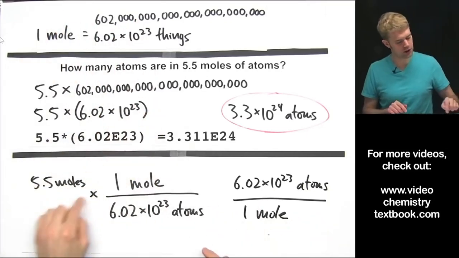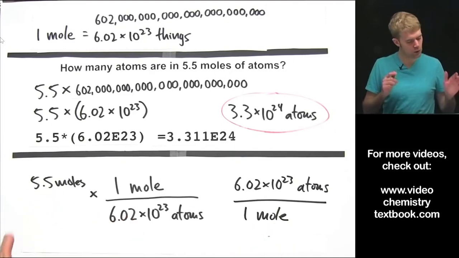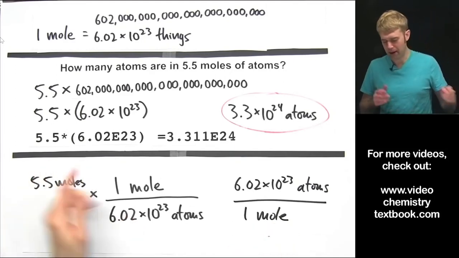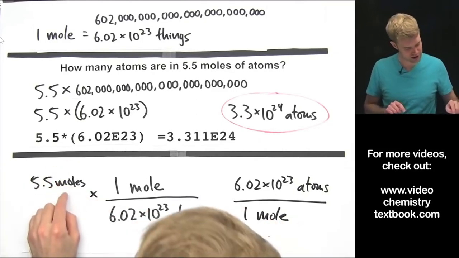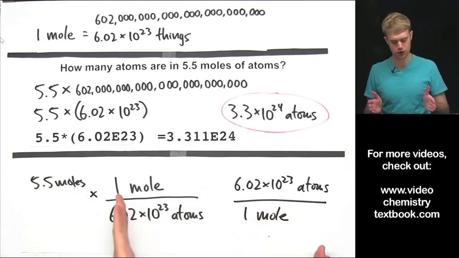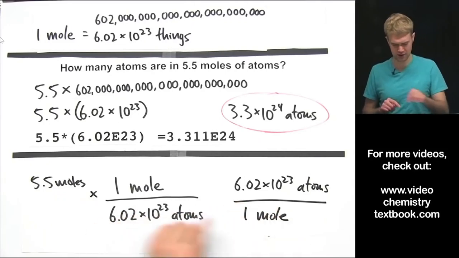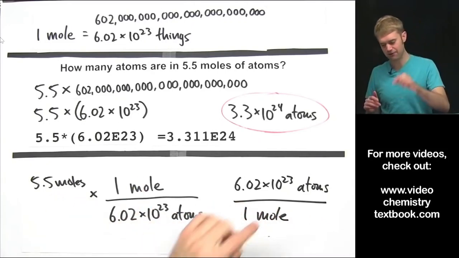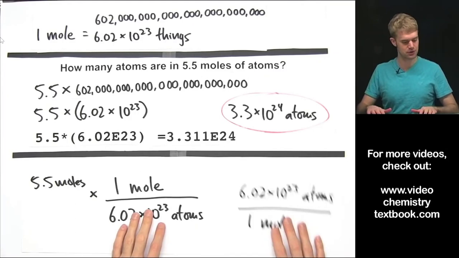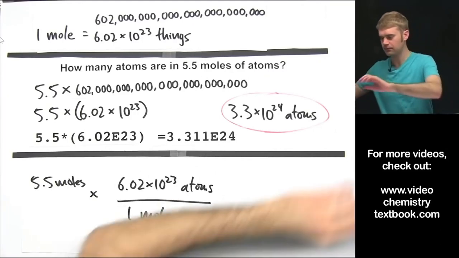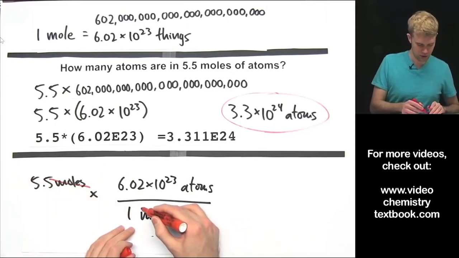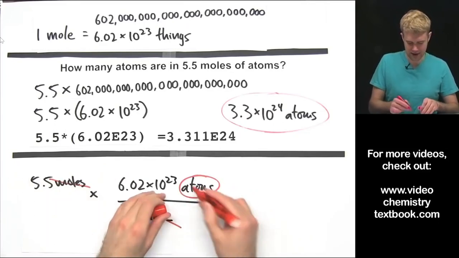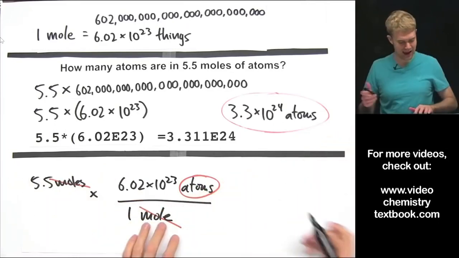Which one do we want to use for this problem? Well, we want to multiply this by a conversion factor that's going to get rid of moles and leave me with atoms. So moles is on top here. I'm going to want to choose the version of this conversion factor that's going to give me moles on the bottom, so they'll cancel out. I'm going to use this one. And then I've got moles on the top here, moles on the bottom here, they cancel out, and that's going to leave me with atoms.